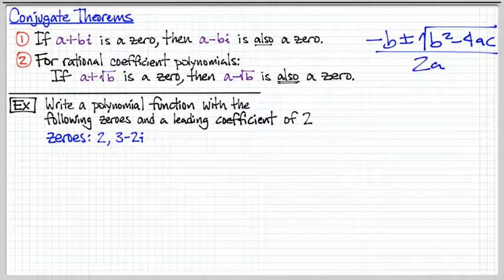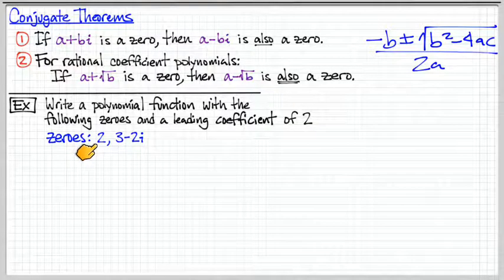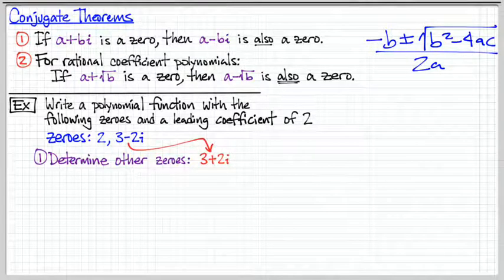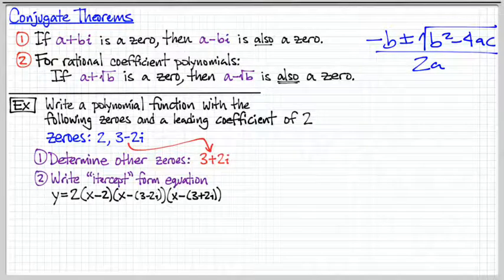So here's an example of how we can apply this. Suppose we want to write a polynomial function with the following zeros and a leading coefficient of 2. We're given that one of the zeros is 2, another one of the zeros is 3 minus 2i. This means that there is an additional zero, the conjugate, 3 plus 2i, which is also going to be one of the zeros. So now let's take this knowledge of all the zeros and write an equation.